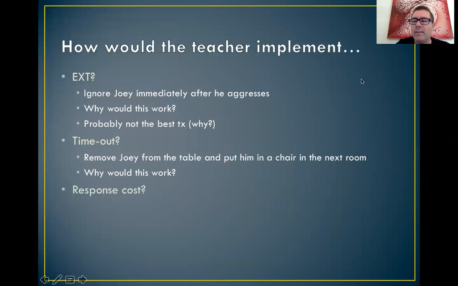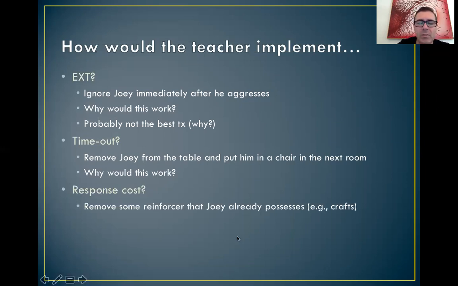How about response cost? How would you implement response cost? Yep, you would remove the toys. So he will engage in problem behavior, and then contingent on problem behavior, you can remove some of the reinforcers that he already possesses, the toys or the crafts or anything like that. And it would work the same way as timeout, a negative punishment procedure. So he has something that is valued, he engaged in the problem behavior, that something gets taken away.